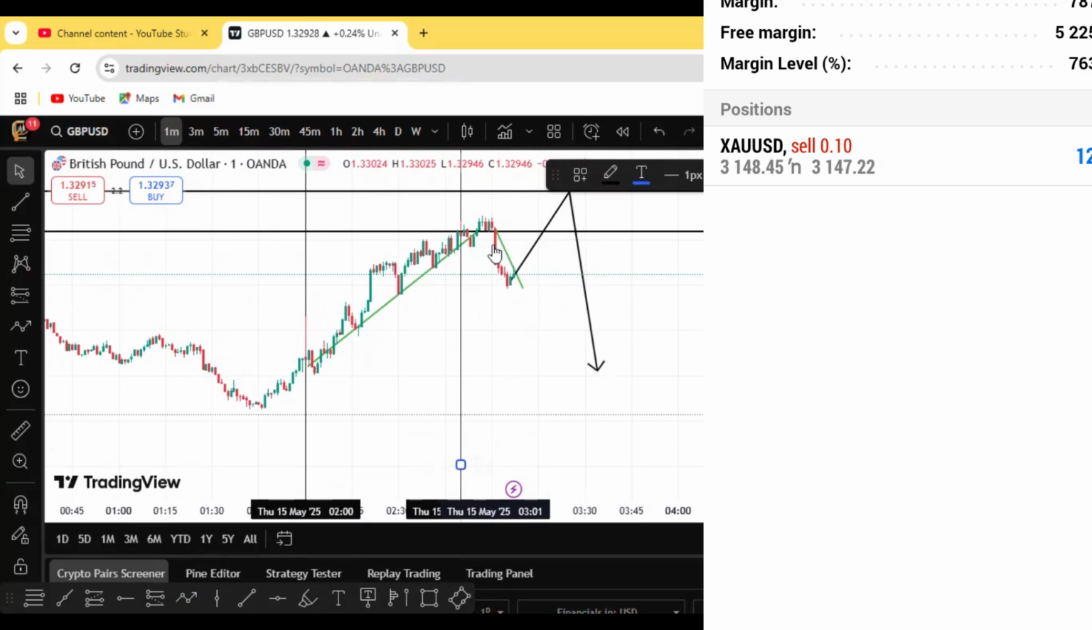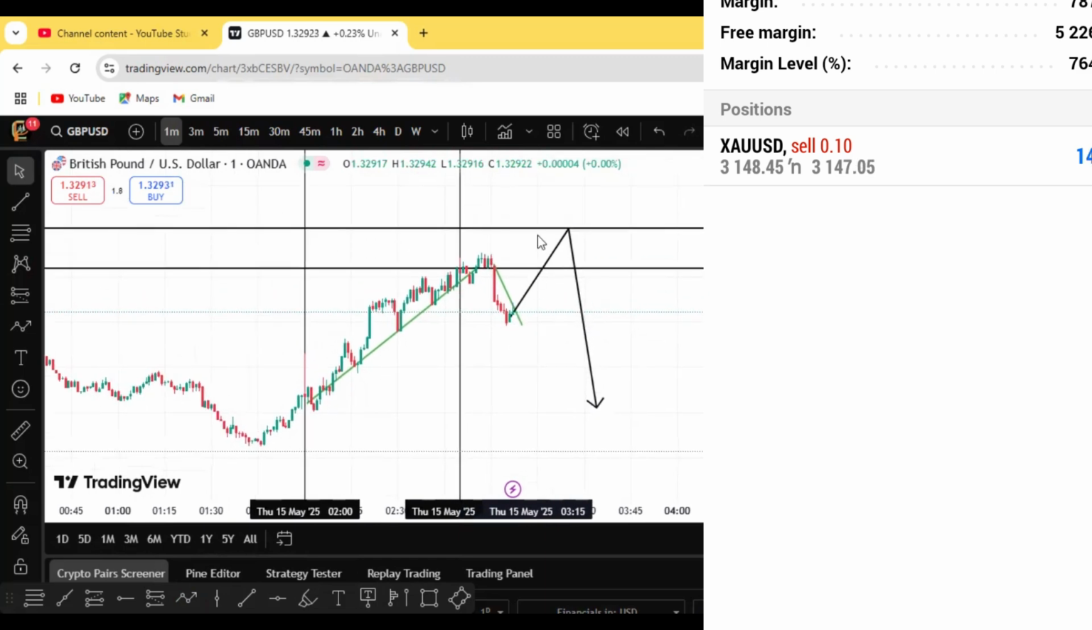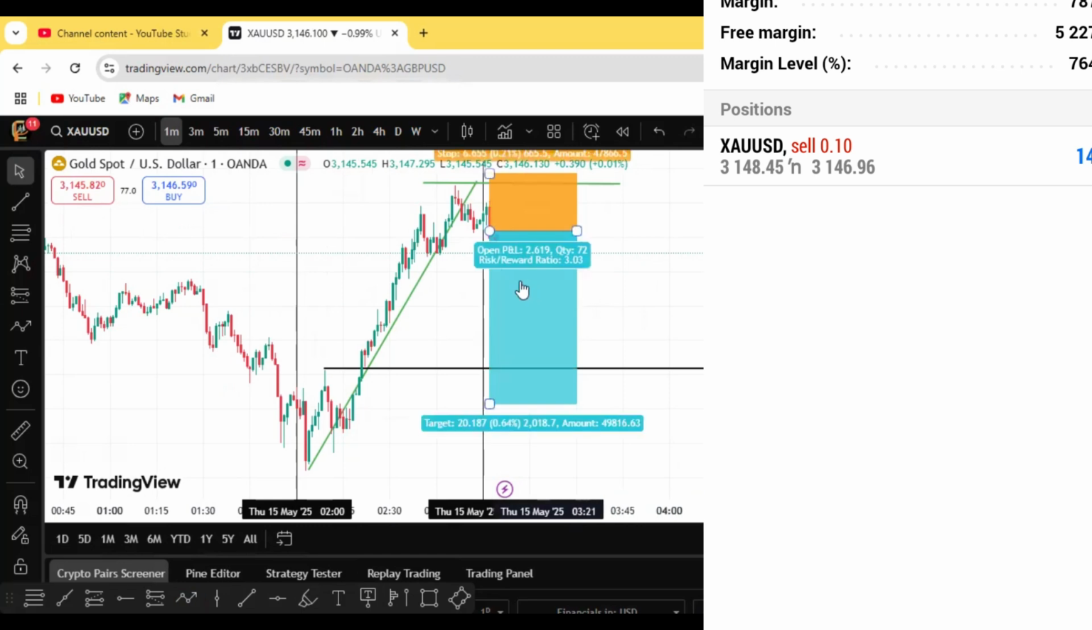When I see here, the market comes to this area, and then I see a rejection, I'll go into another sell on GBP/USD as well. But if it doesn't, then I will wait for it to come to this point. But on gold, I've already entered one position.